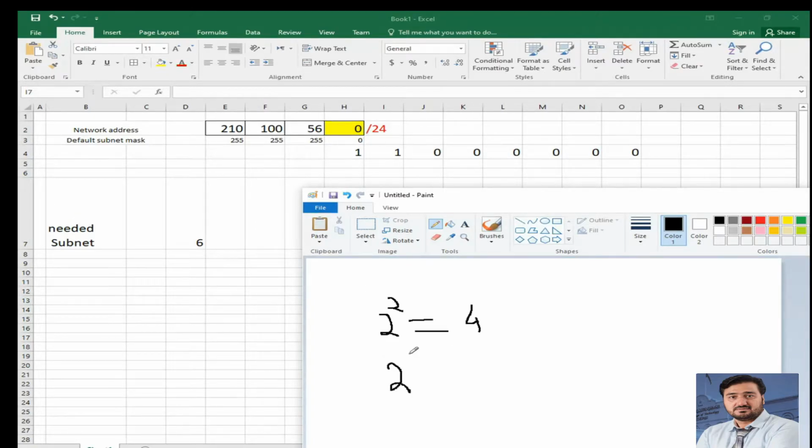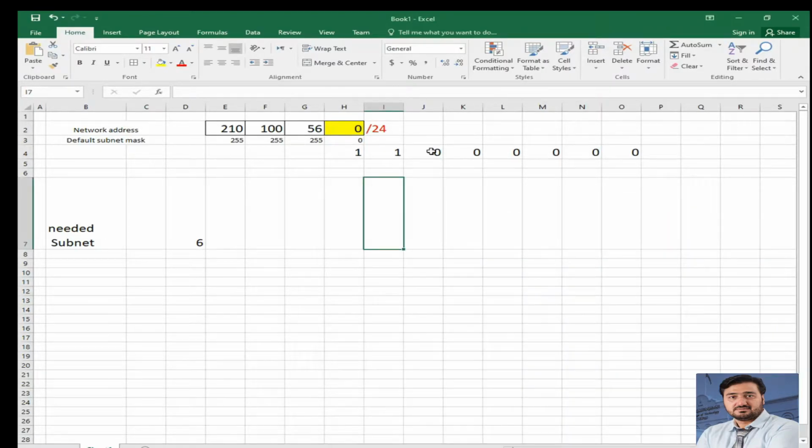If I borrow 3 bits, what is the value here? 2 power 3. Yes, 8. So 8 is closer to 6, and 8 is greater than 6. The value should be equal to or greater than 6, then it is acceptable. It means we can borrow 3 bits. We cannot borrow 1 or 2 bits because our needed subnet is 6. So now we are going to borrow 1, 2, and 3 bits. 3 bits we need to borrow.